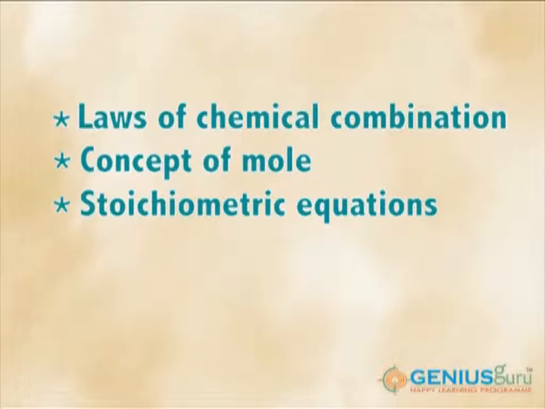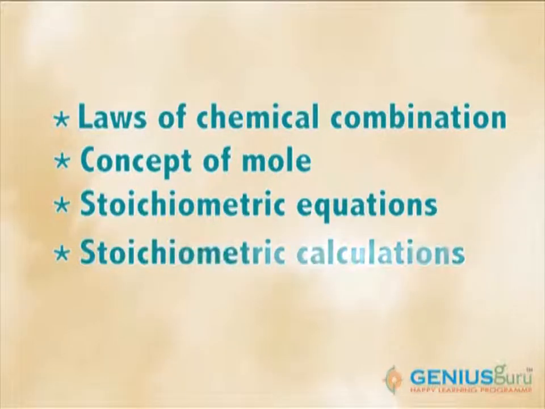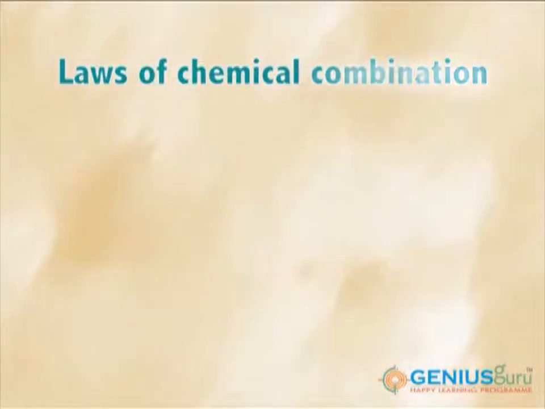And the final one is stoichiometric calculations. Based on these stoichiometric calculations, we obtain a quantitative relation among the reactants and products. So the key point in this is the stoichiometric calculations. Before discussing the stoichiometric calculations, we need the knowledge of these three aspects also. So let us start with the law of chemical combination.